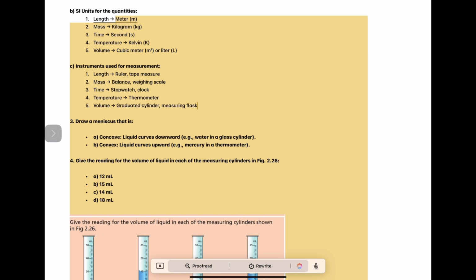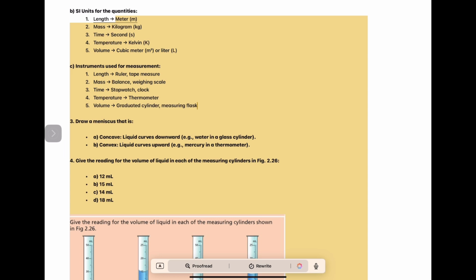C. Instruments used for measurement. 1. Length: ruler, tape measure. 2. Mass: balance, weighing scale. 3. Time: stopwatch, clock. 4. Temperature: thermometer. 5. Volume: graduated cylinder, measuring flask. 3. Draw a meniscus. A. Concave: liquid curves downward, e.g., water in a glass cylinder. B. Convex: liquid curves upward, e.g., mercury in a thermometer.